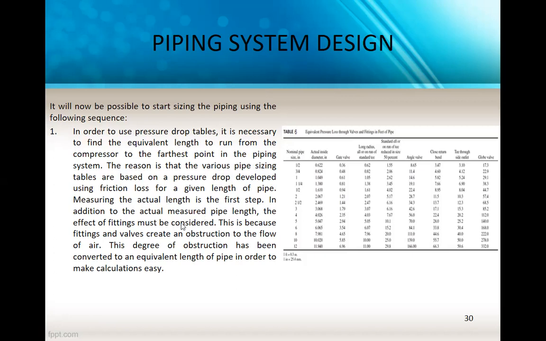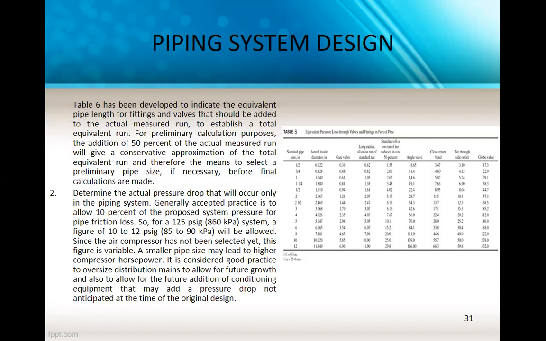In addition to the actual measured pipe length, the effect of fittings must be considered. This is because fittings and valves create an obstruction to the flow of air. This degree of obstruction has been converted to an equivalent length in order to make calculation easy. Nandito yung mga equivalent pressure loss to valves and fittings in feet of pipe. Table 6 has been developed to indicate the equivalent pipe length for fittings and valves that should be added to the actual measured run to establish a total equivalent run.